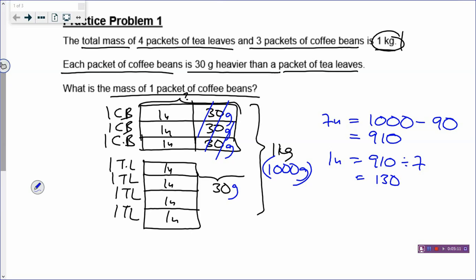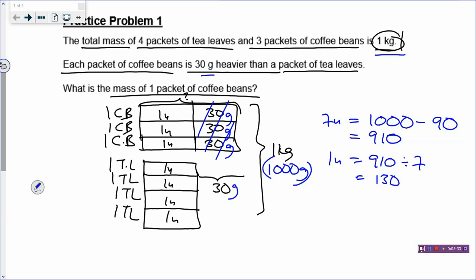Okay, so just remember, if your problem has units of measurement, whether it's length, mass, or volume, if you find that you have kilograms and grams in the same problem, then what must you do? You have to make them the same units of measurement. Okay, so your one unit is 130 and you can solve the problem.